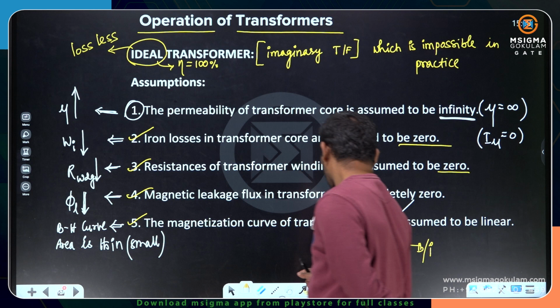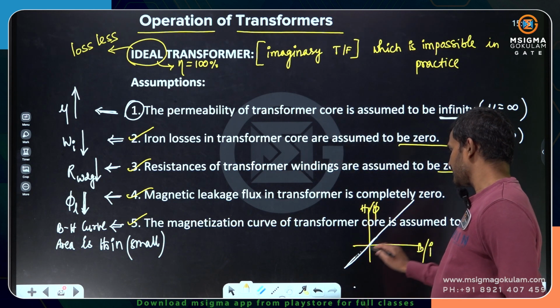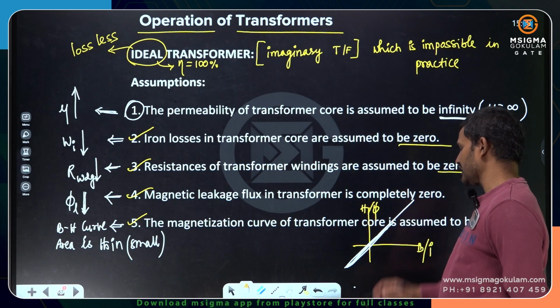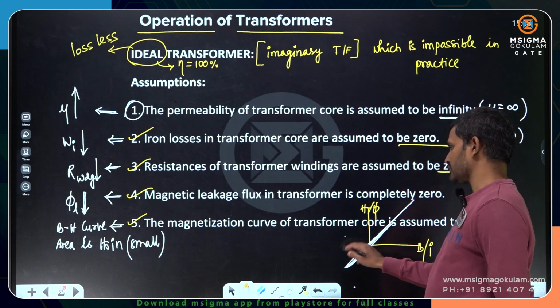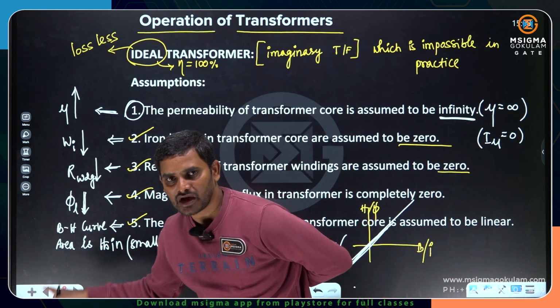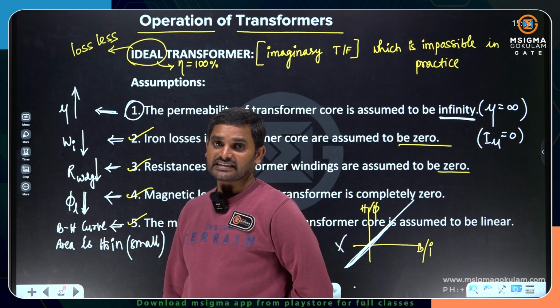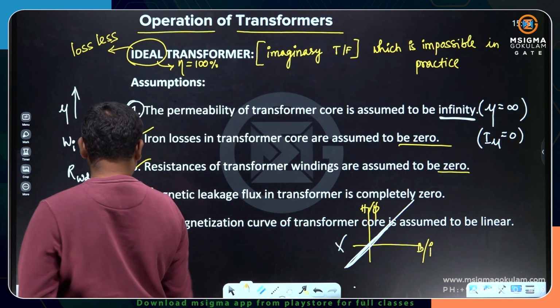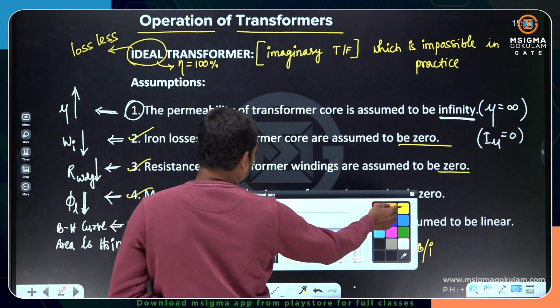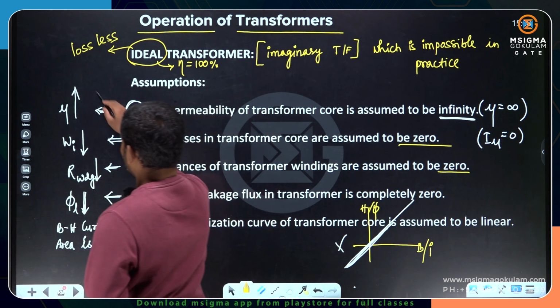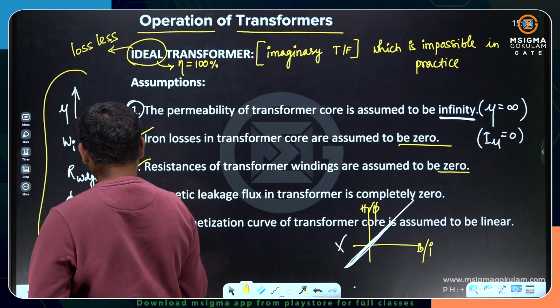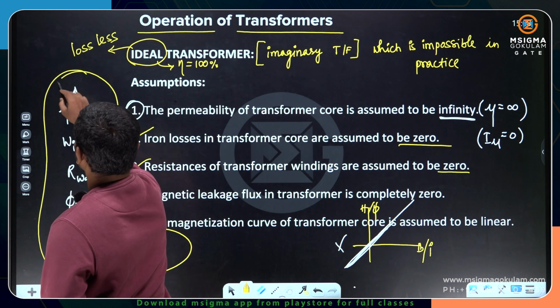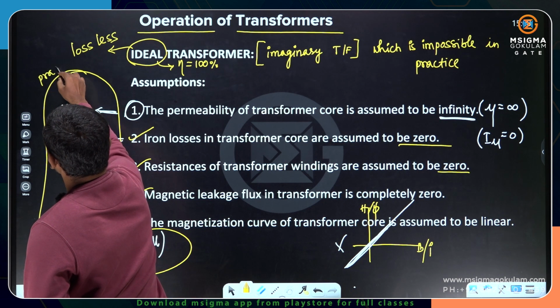The ideal case expects 0, right? Here the area under the BH curve is 0, a linear graph is expected. So this is not possible. At least a small area is okay, fine. We can design like that. So these are the practical transformer core features.